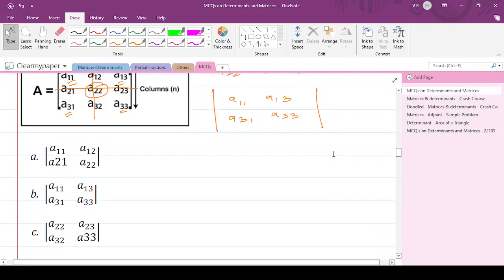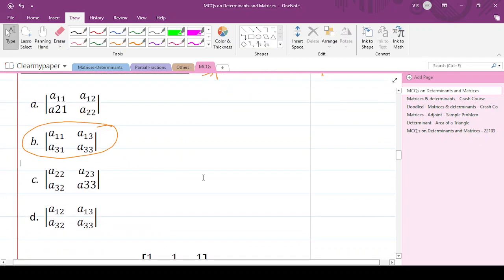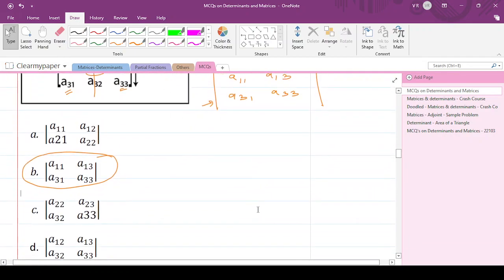And let's see if we have an answer matching this. So we want something that matches this, and looks like this is our answer over here. A11, A13, A31, A33, and the remaining are different. So that's the minor of the element.